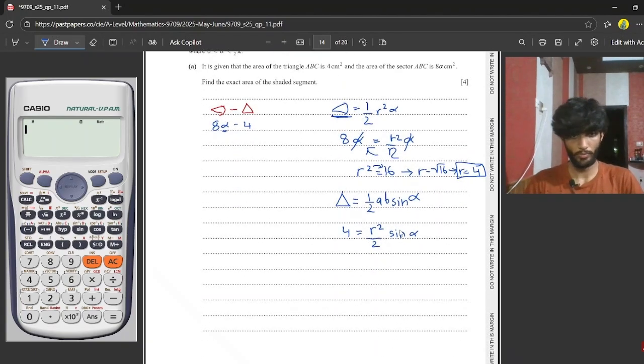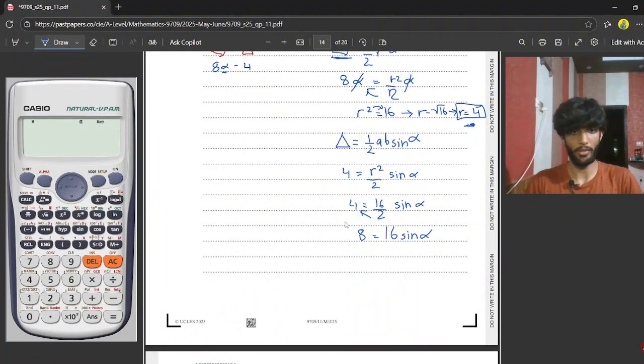And what you can do is you already know the value for the radius. We just found that it was 4. So you can do 4 times 4. That's going to be 16. 16 by 2 sine alpha. So what you can do is you can send this 2 over to the other side. So you get 4 times 2 is what? It's 8. And you have 8 equals 16 sine alpha.